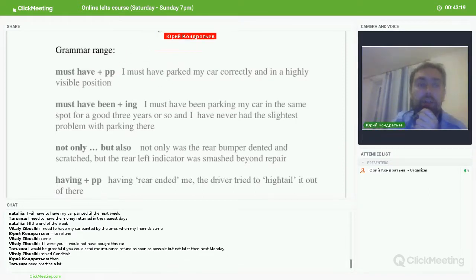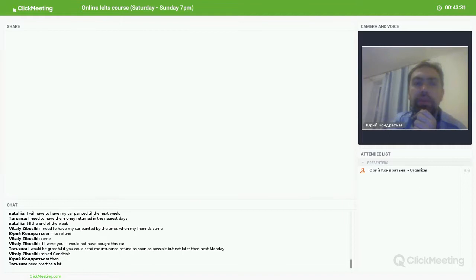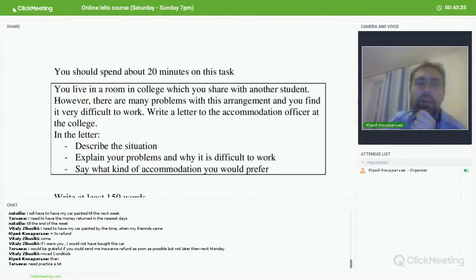Now, let's have a look. Yes, that's right. So let's have a look at another task. And now we're going to actually write this formal letter. There it is. So here is an example. It's again a formal letter that we're going to write now.